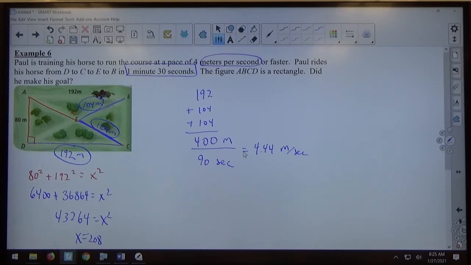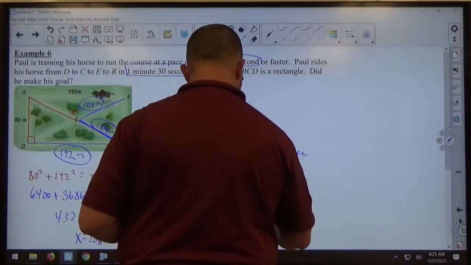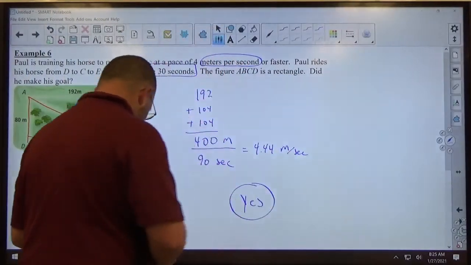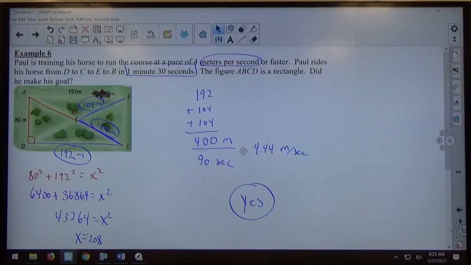So did he make his goal? Yes. The actual answer to the question is yes, right? But again, the work demonstrates the reason why it's yes. So I'd like to obviously see your answer. If it's a yes/no question, give me all the work to demonstrate why it's true. All right. So that's how we do that.